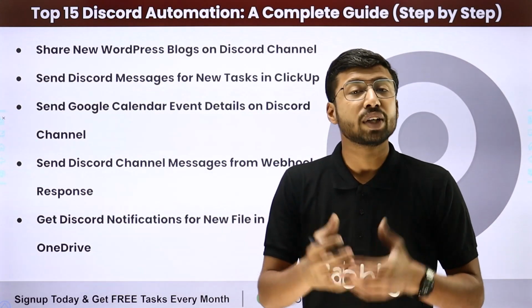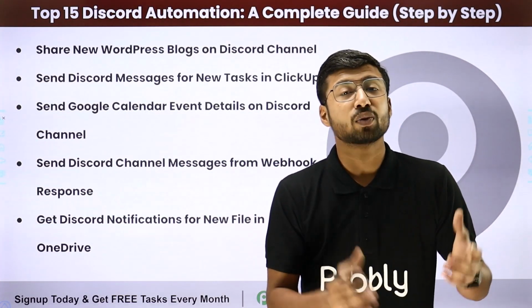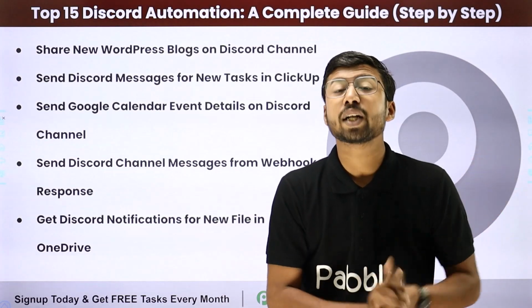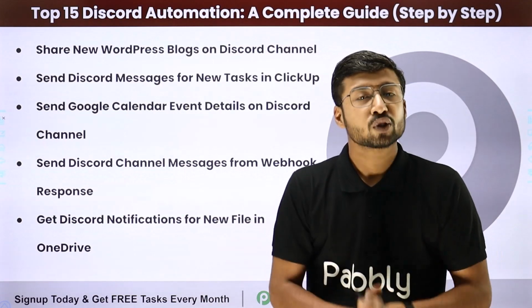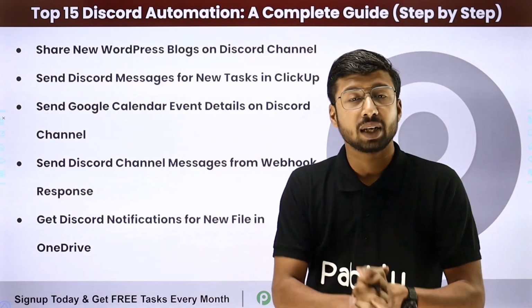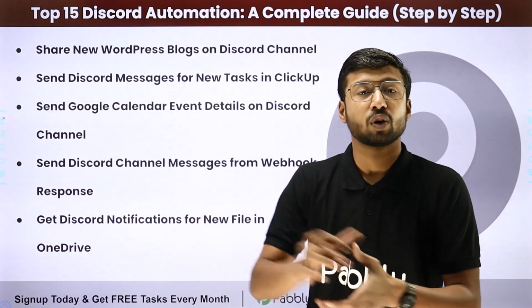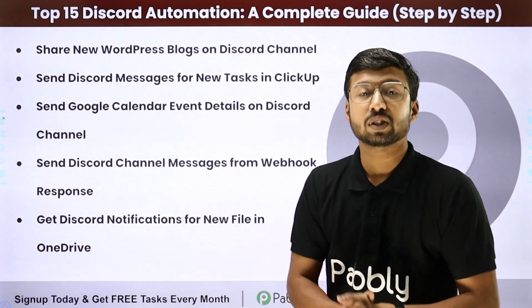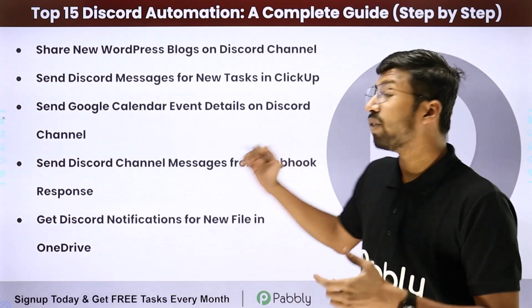The next automation is sending Google Calendar event details on Discord channel. So let's say you or your team members use a common Google Calendar. Now you want that whenever a new event is created by any of the team member in that Google Calendar, you want to update the rest of the team for the same event as well. So you can also set up this kind of automation between Google Calendar and Discord with Pabbly Connect, using which a new event details will automatically get shared as a message on our Discord channel and our team members will get updated.